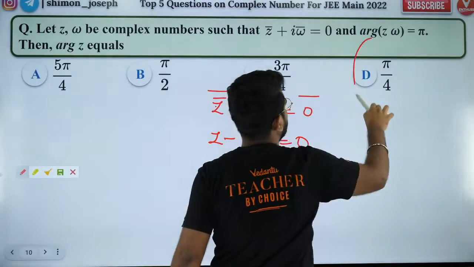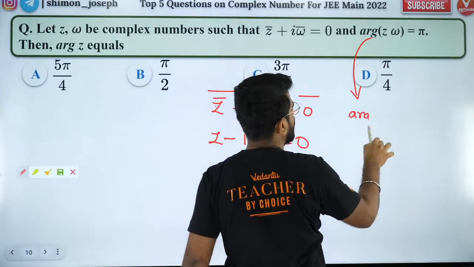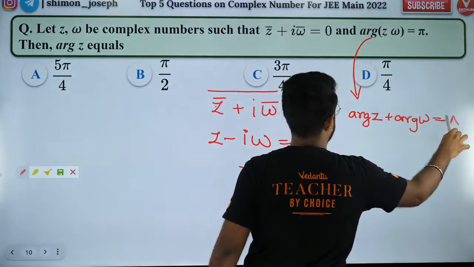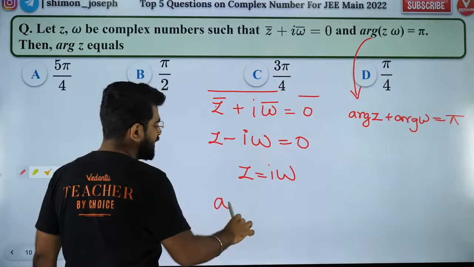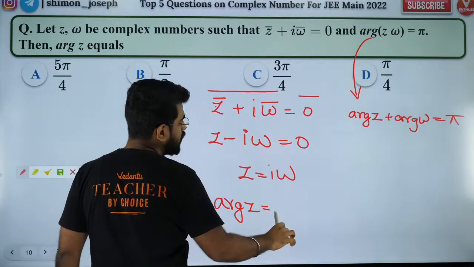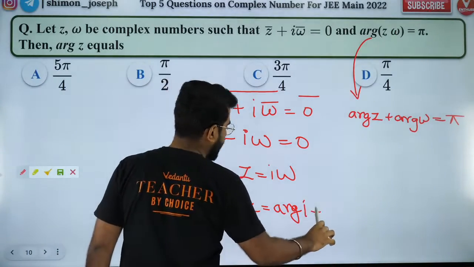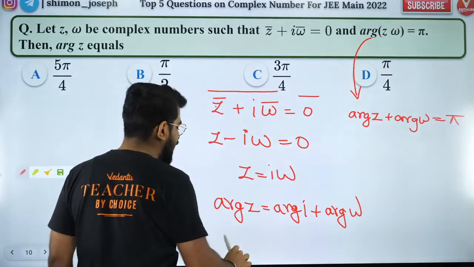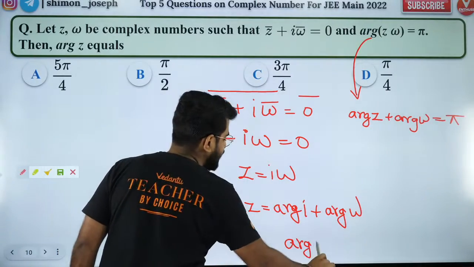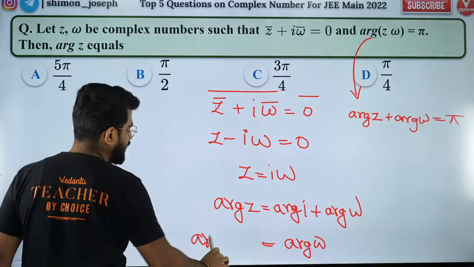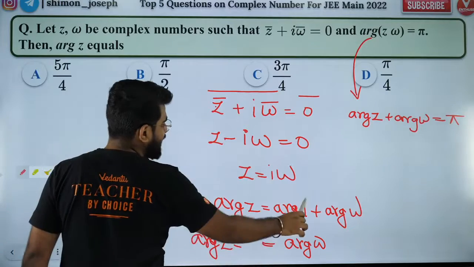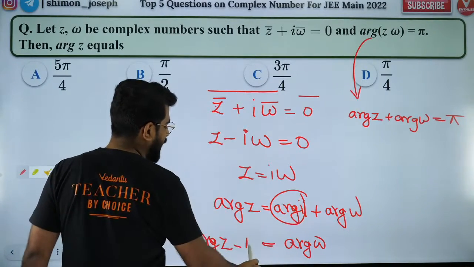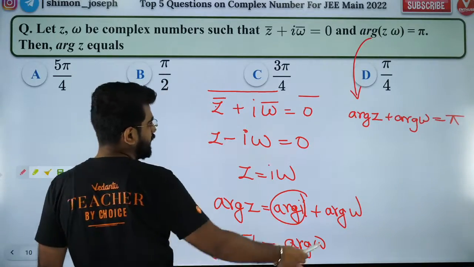And then from here, what can I say? I can say that argument of z plus argument of omega is equal to pi. So here I can say argument of z is equal to argument of I plus argument of omega. So what is argument of omega? Argument of omega is nothing but argument of z minus argument of I. What is argument of I? Argument of I, my dear boys and girls, is nothing but pi by 2. So that's it. Take it here and put it.